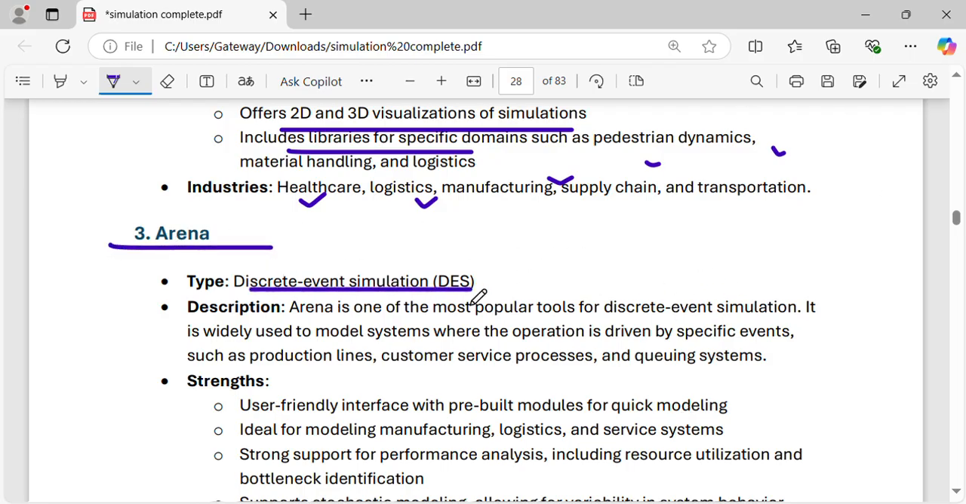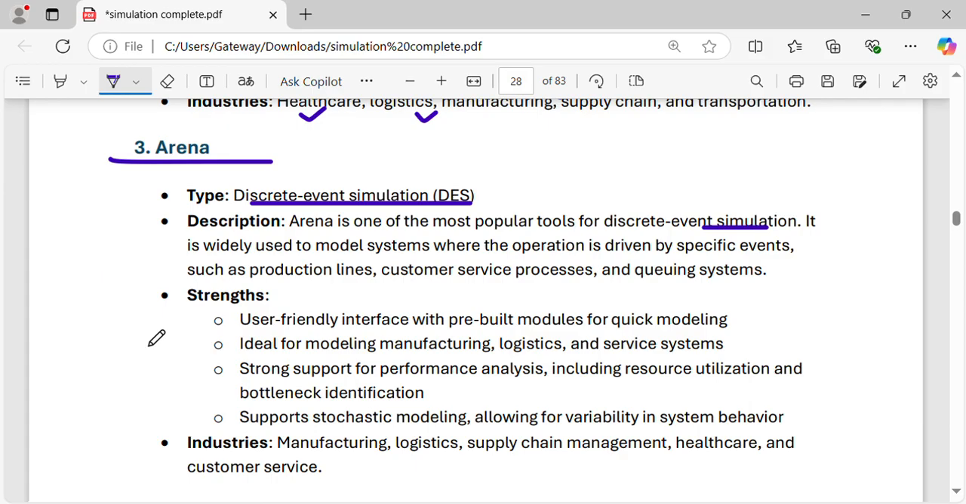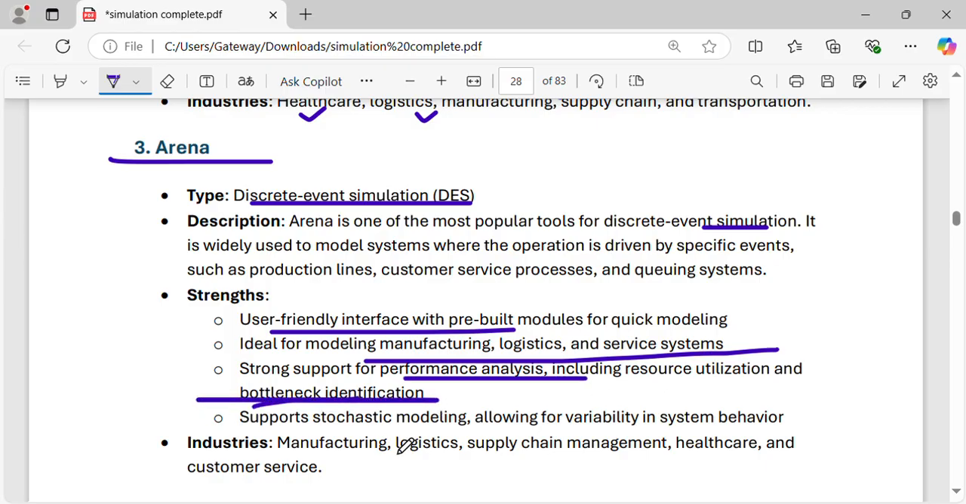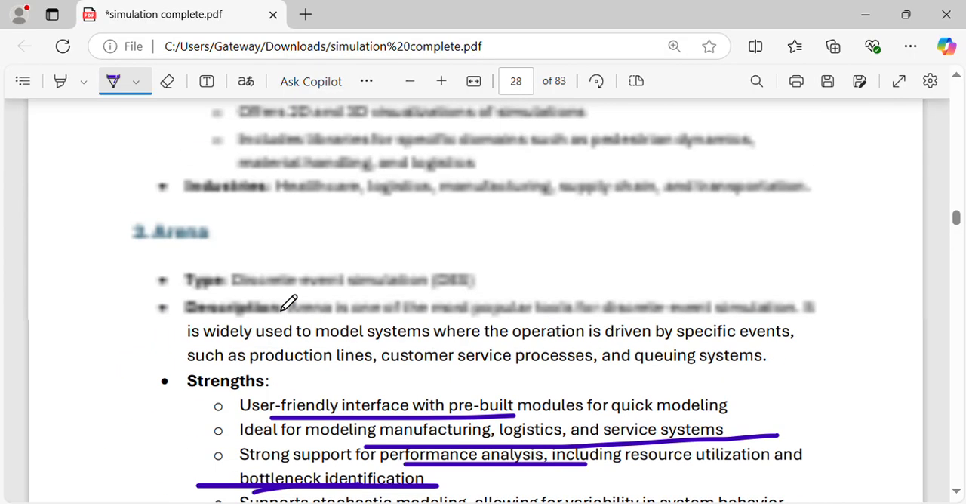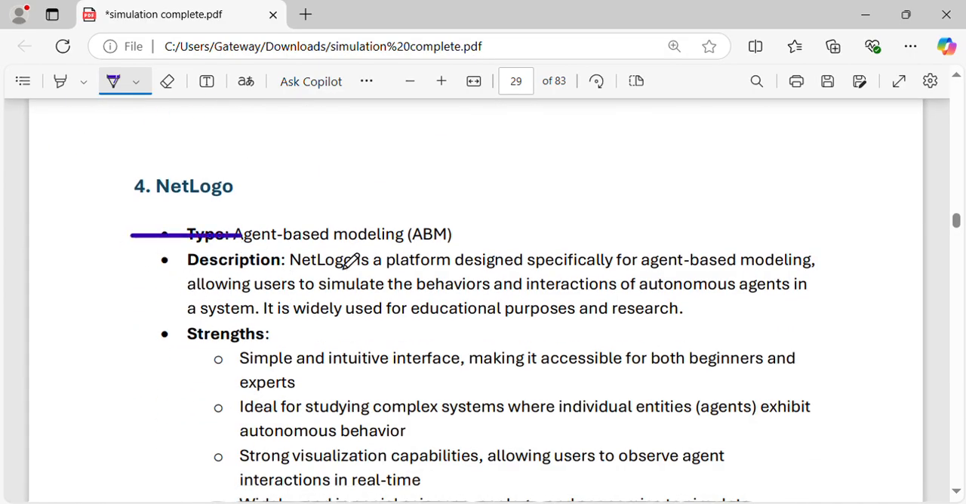Arena, which is discrete event, is one of the popular tools and it is user-friendly. It is ideal for discrete event systems. It has strong support for performance analysis, including bottleneck identification. It's used in supply chain management and customer service. Then we have NetLogo, which is agent-based.